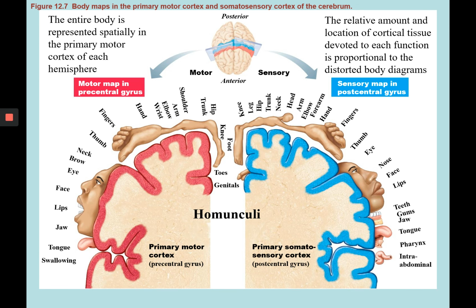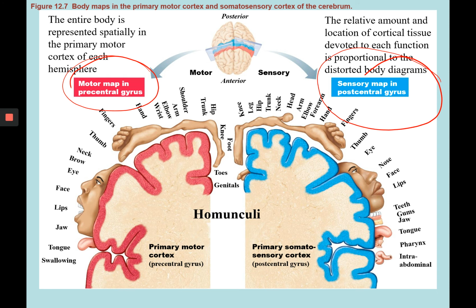I threw in the sensory homunculus as well. Very similar, it's just looking at the postcentral gyrus, or the primary sensory cortex. And what we're seeing here is on the left, the motor map of the precentral gyrus. And we see here the sensory map of the postcentral gyrus. As long as you know one's motor, one is sensory, then you know what they're looking at.